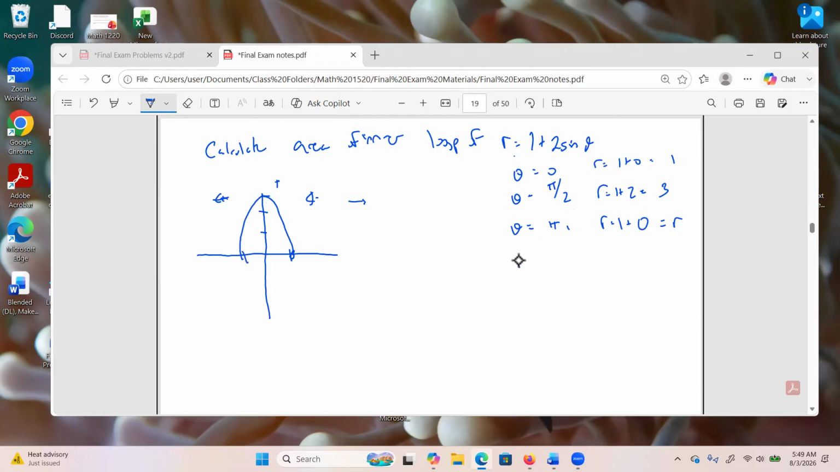Okay, and now when theta is equal to 3 pi over 2, we're looking straight down. We have r equal to 1 plus 2 times sine of 3 pi over 2, and sine of 3 pi over 2 is negative 1. So we have r equal to 1 minus 2, which is negative 1. So even though we're looking down, we have to step backwards because it's the down direction, but it's negative.